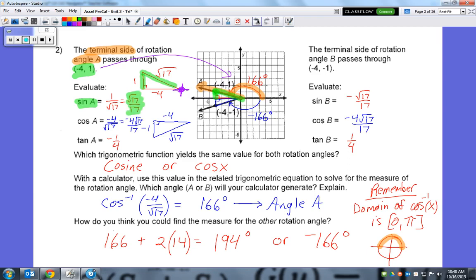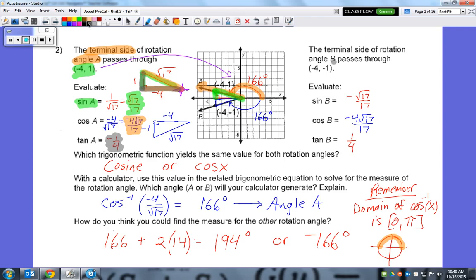Rationalizing the denominator gives me root 17 over 17. Okay. Now let's do the cosine. The cosine will be the adjacent over the hypotenuse, which is going to be rationalized negative 4 root 17 over 17. And then finally what you see is the tangent. The tangent is the opposite over the adjacent, which would give me 1 over negative 4, or negative 1/4.